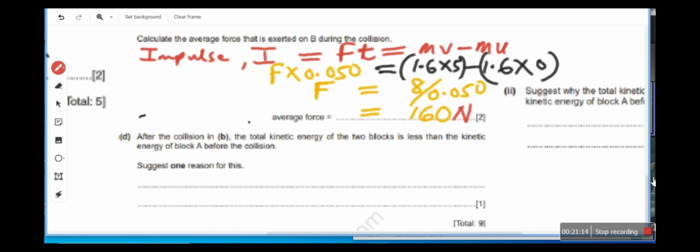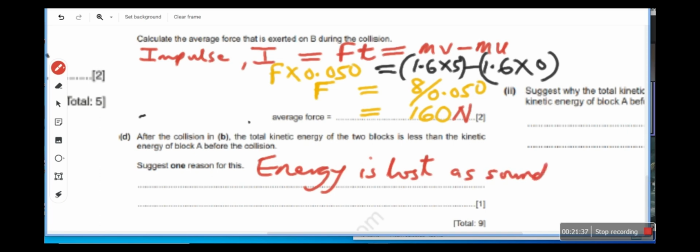Energy is lost. In one way, is the energy lost? Friction, heat, sound. Energy is lost as heat, as sound, because when there's a collision, there's usually sound produced. I just want us to check this out.